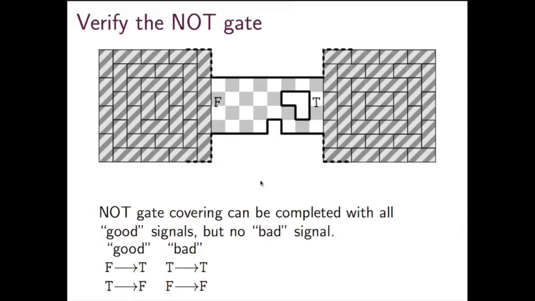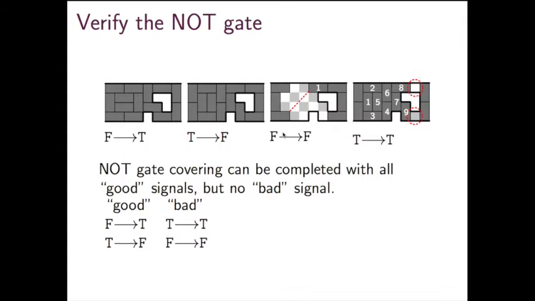So we need to be able to complete it with good signals and to not be able to tile it with bad signals. So here's the not gate again, repeated 4 times without the chessboards. And for the good signals, I have these coverings, so we're fine. And then for the bad signals, I can just easily show by finding contradictions that they are not coverable with those. And so here, for example, I've numbered the tiles in the order that I'm forced to place them. It's an order that's not unique.